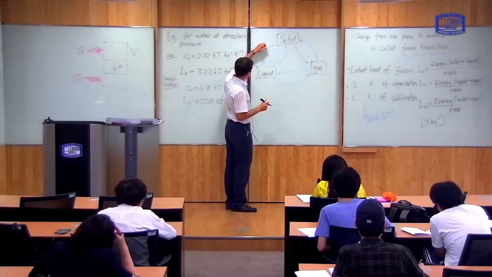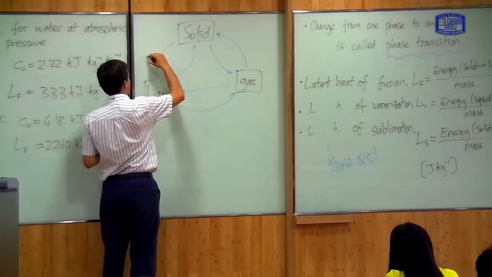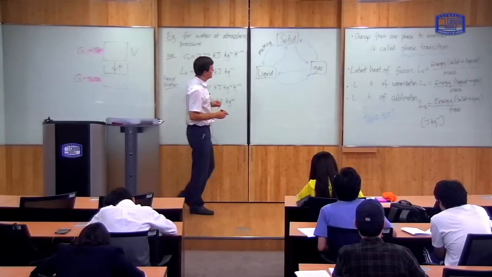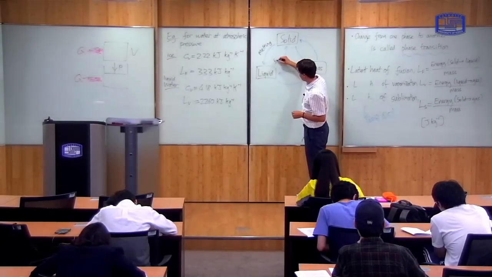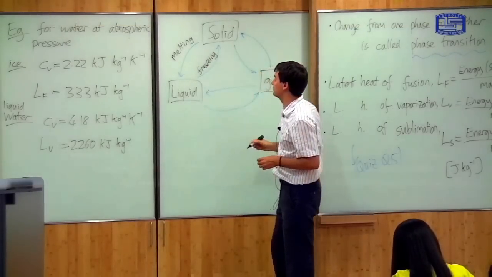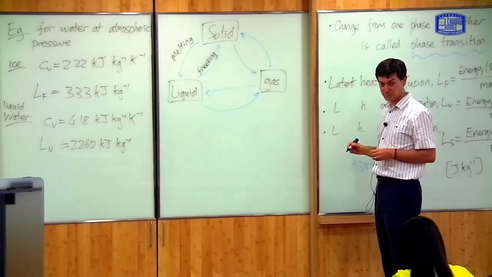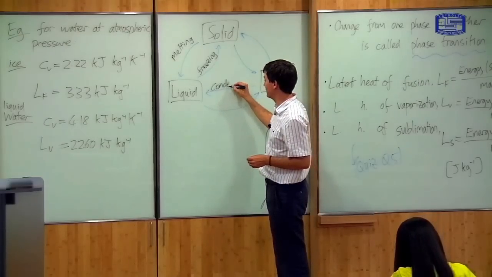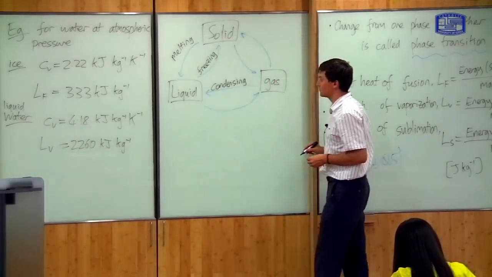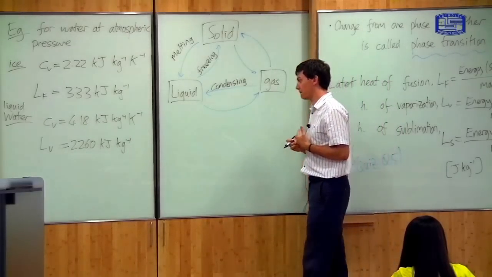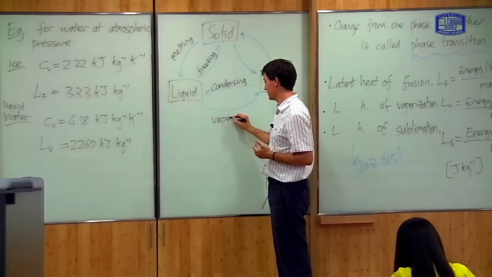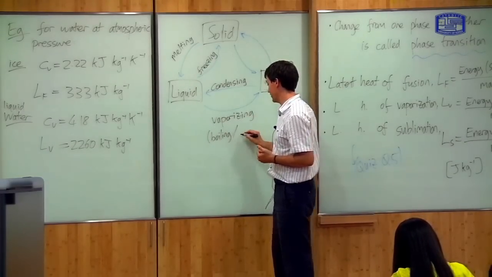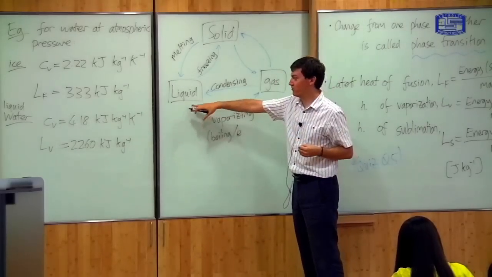So, the first ones we've already talked about: a solid turning into a liquid is called melting. A liquid turning into a solid is called freezing. Then a gas turning into a liquid is called condensing. A liquid turning into a gas is called vaporizing. But you also see the terms boiling and evaporating used, which are different processes, but both involve the change of a liquid to a gas.